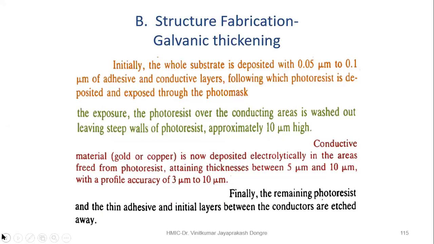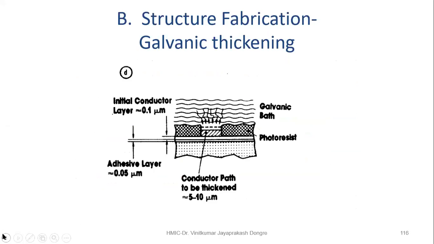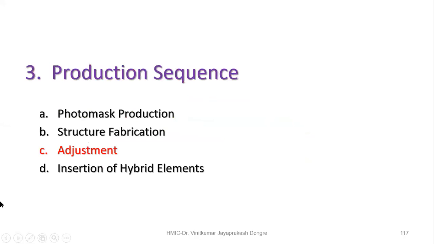Finally, the remaining photoresist and the thin adhesive and initial layers between the conductors are etched away. So this is the third process, that is galvanic thickening. So this way it can be done. Okay, so this is the way it is done here. So three structure fabrication methods we have done. Now the adjustment.